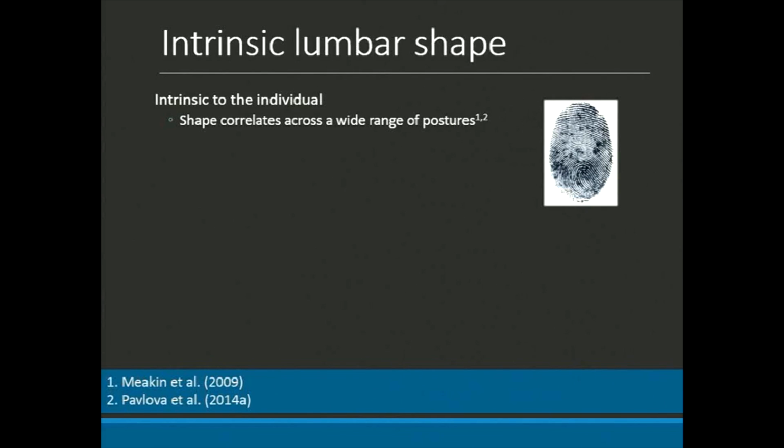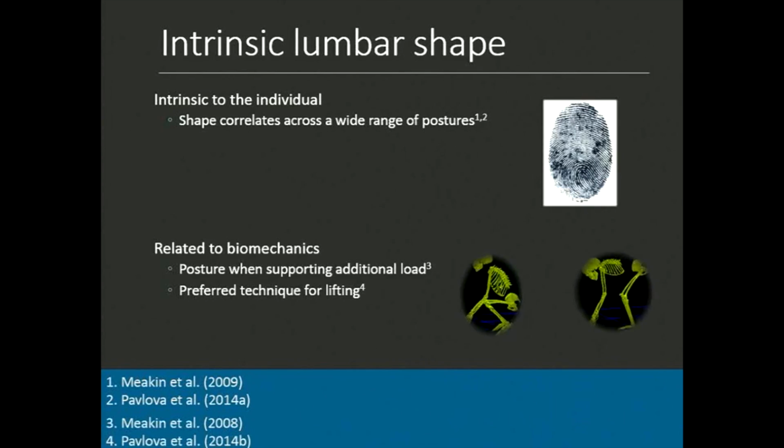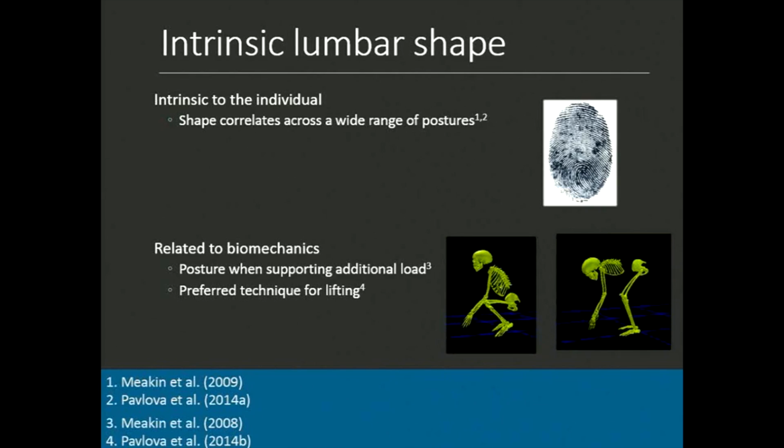And this has shown that although obviously the spine changes shape as you change posture, there does seem to be a correlation in the shape across these different postures, suggesting that there's something intrinsic to the individual that's influencing this shape. And it's also been shown to affect the biomechanics when supporting an additional load and when people are asked to lift something from the ground using the technique that they most prefer.